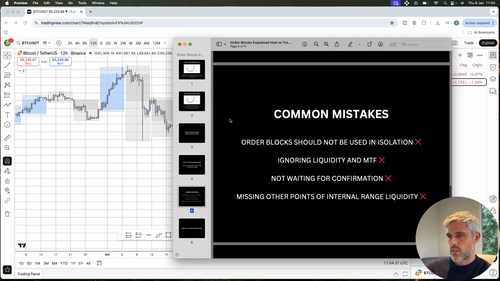Common mistakes. It's essentially doing the opposite of what we've just talked about. You should never use order blocks in isolation, for the reasons that I mentioned. If you ignore things like liquidity, and what I mean by liquidity is old highs and lows where orders have formed which price can manipulate, if you're buying or selling from those levels, more than likely you're going to get stopped out. If you're not using multi-time frame analysis and comparing time frames, that's a big problem. If you're not waiting for confirmation.